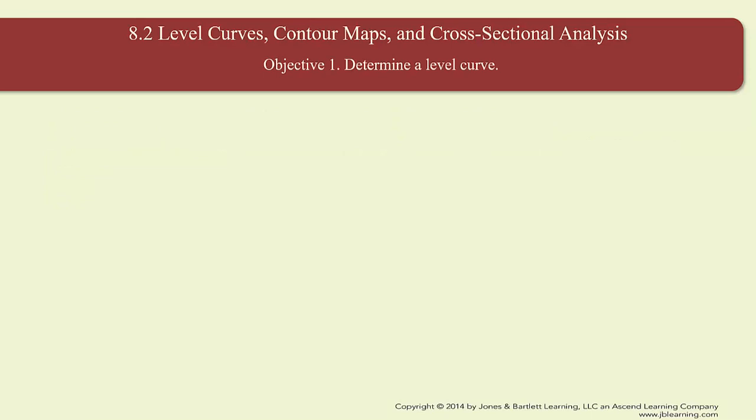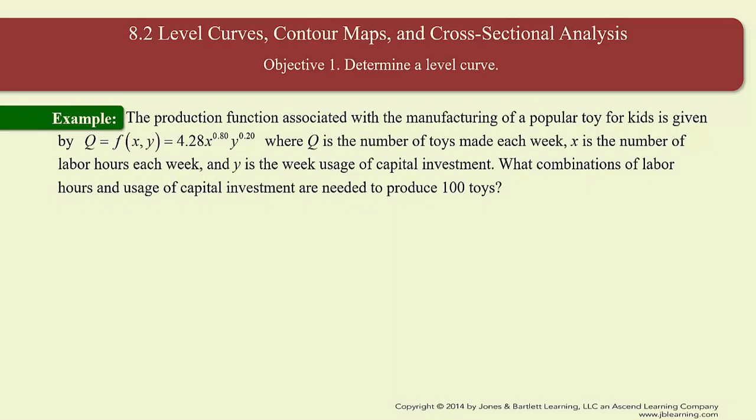So how do we do that with what we're about to look at here in section 8.2? Well, we're going to focus in 8.2 just on the production function aspect of things. So let's look at this example. The production function associated with the manufacturing of a popular toy for kids is given by Q equals a function of x and y, and it equals 4.28 x to the 0.8, y to the 0.2. Remember, in a production function, Q represents quantity, and it's a function of 2 independent variables, x and y.